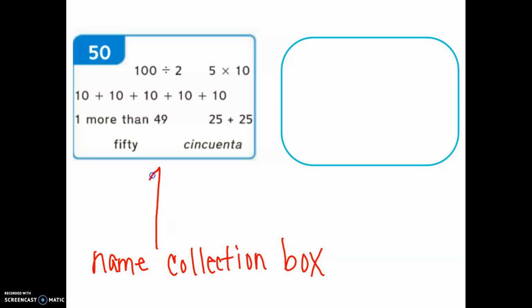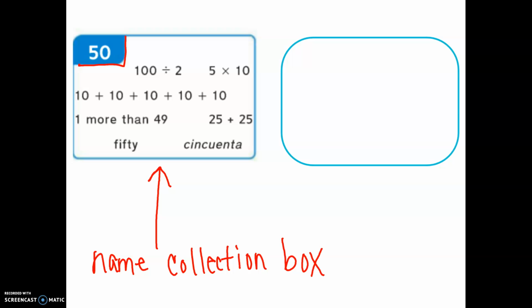That's what this is. Okay? And it's a collection of things that have to do with 50. Now, how do I know it has to go with 50? Here's the name of the box in the corner. The name of this box is 50. So in that box, there are things that have to do with an answer of 50.